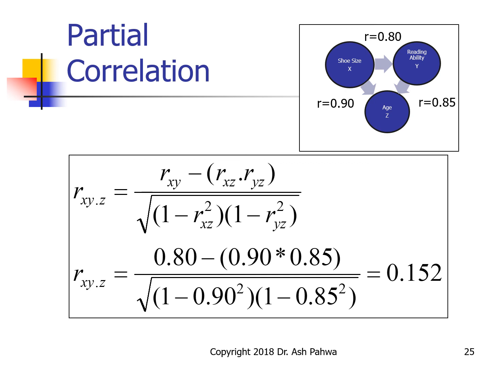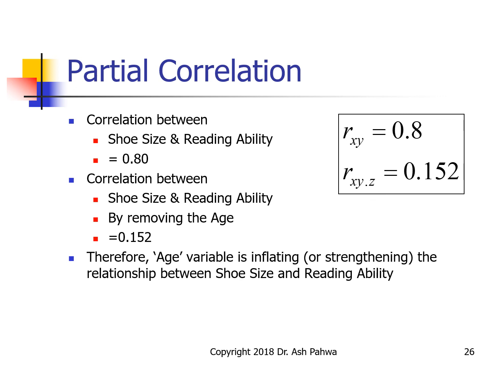So in sports, we face many times these kinds of situations where a third variable plays a role. So we have to remove the effect of the third variable to compute the real correlation between two variables. So this is the final conclusion. The correlation between shoe size and the reading ability was 0.8. But if you remove the effect of z, which is my age variable, it drops down to 0.152. So the age variable is inflating, or I should say strengthening, the relationship between shoe size and the reading ability.